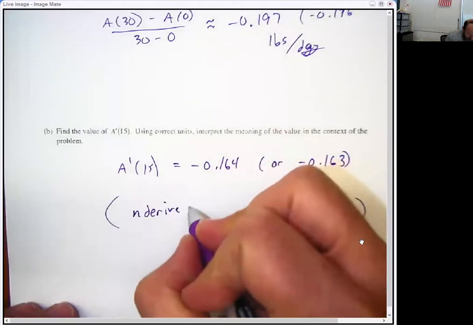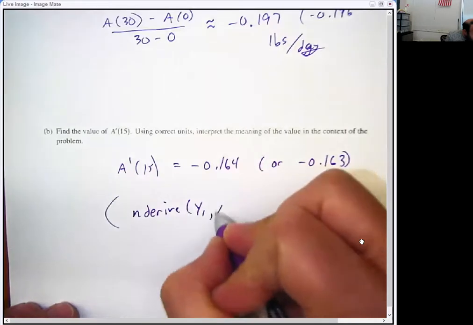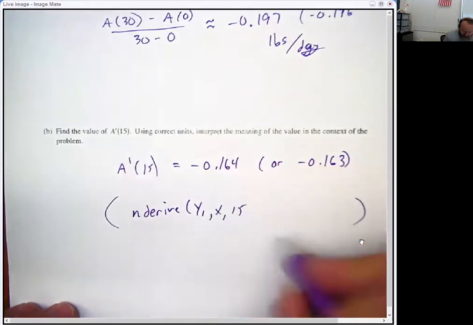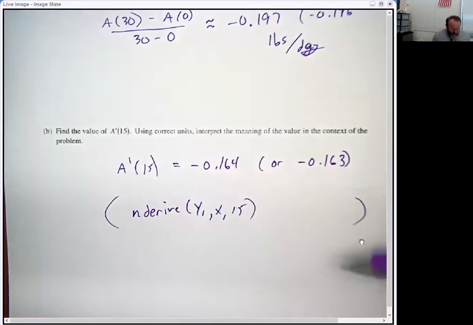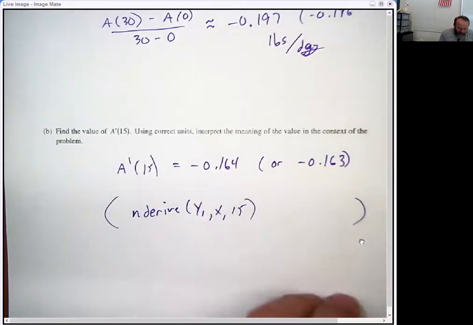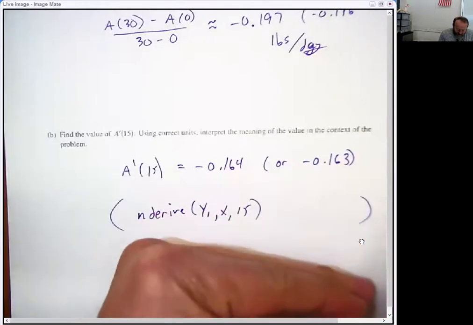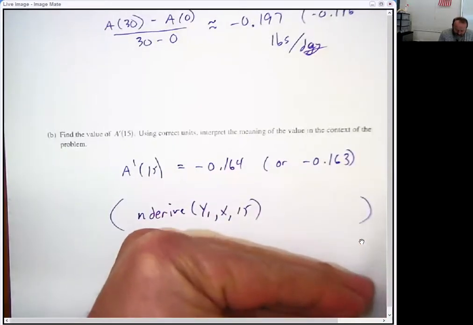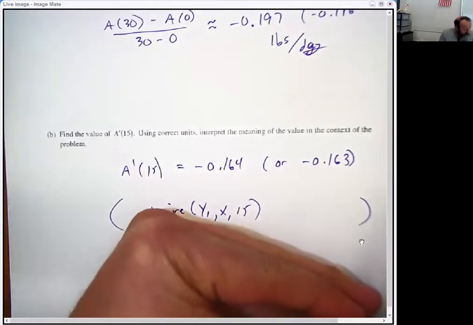I believe we would go paren y1 comma x comma 15. So if you didn't remember exactly how we actually found this value, that's literally all we would have to do for that portion of this question. Now, moving to part C.